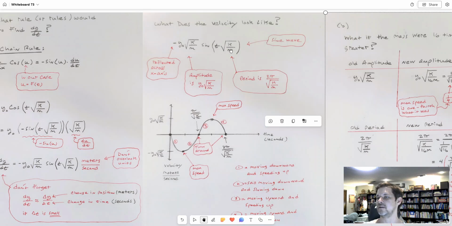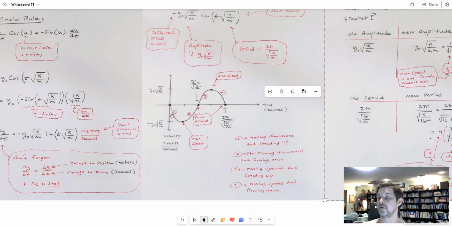If you have a number multiplying the variable, the period becomes 2 pi, the ordinary period of a sine wave, divided by that number. So this reflects it, turns the sine wave upside down across the horizontal axis, or the x-axis, or the time axis in this case. This number makes the amplitude different. The wave will go up to a maximum of y naught root k over m and down to a minimum of negative y naught root k over m on the vertical axis. And then the period is different too because of that number. It's now 2 pi over root k over m.